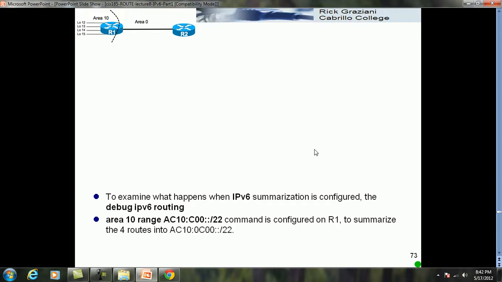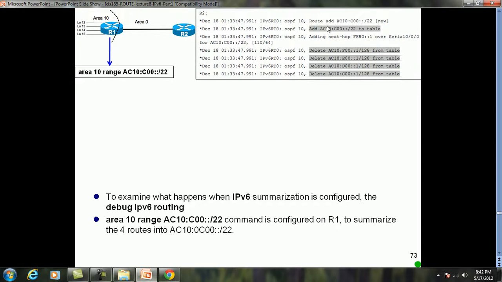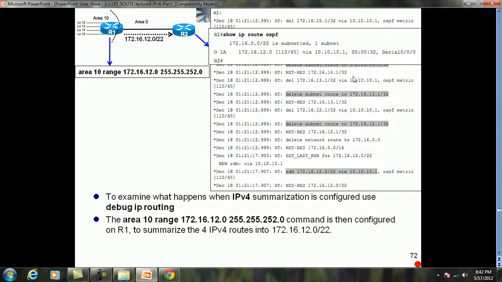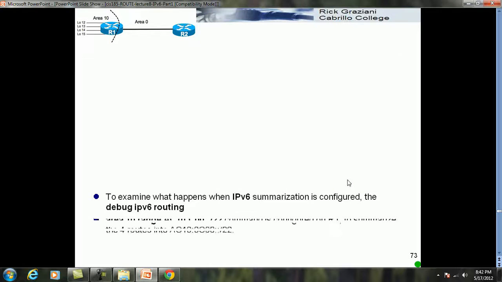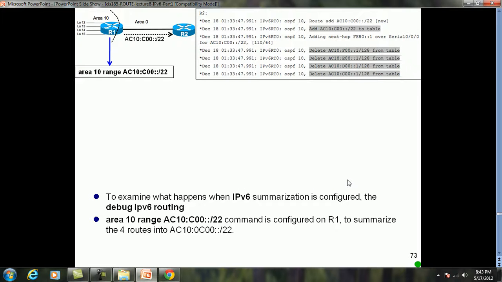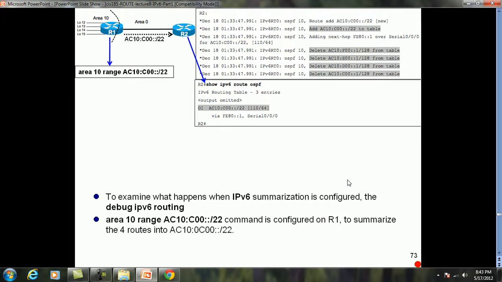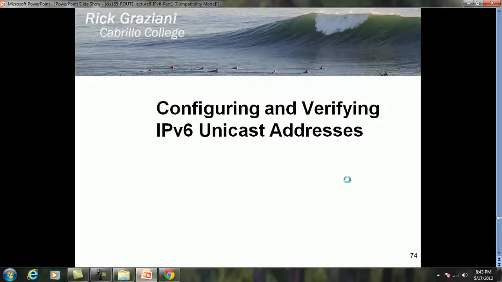Now, the area 10 range command is configured on R1 to summarize IPv6. See what happens. It adds, then it deletes. In IPv4, first it deleted, correct? Then it added. Just go back to the slide. Over here, it first deleted, then added. Over here, first it adds, then it deletes. So, some difference. And then show IP, that's okay.